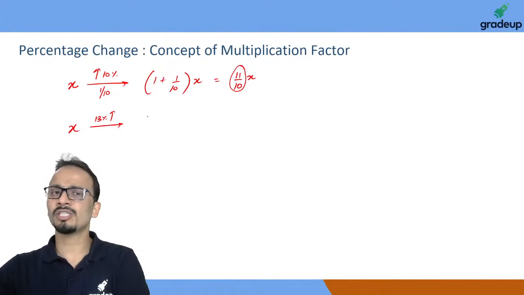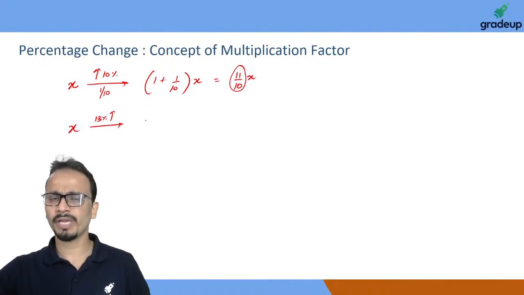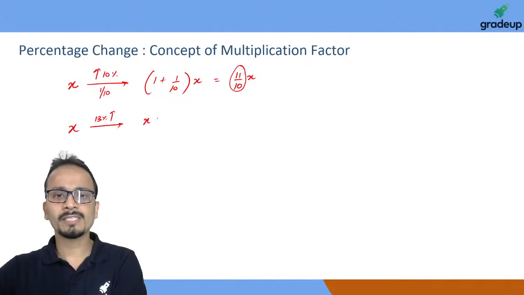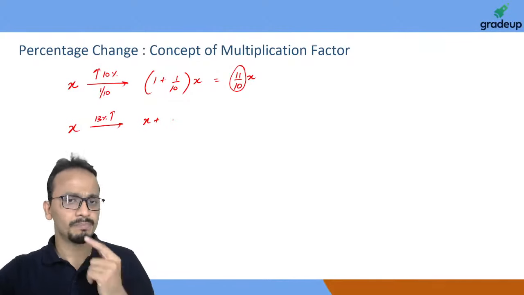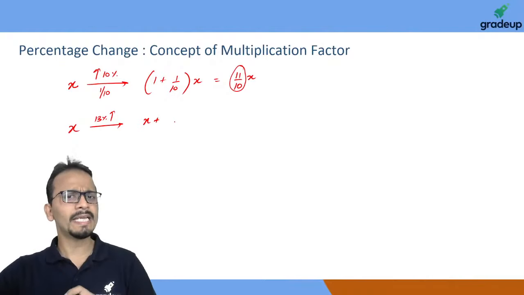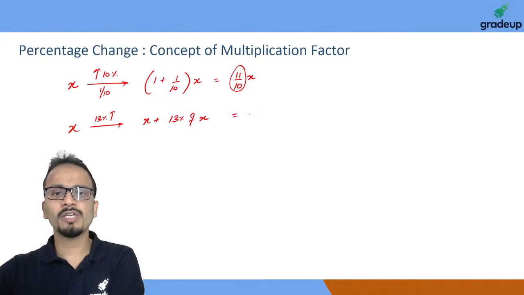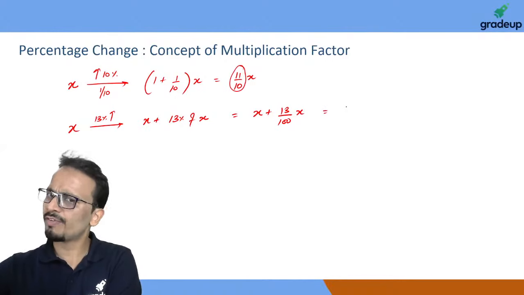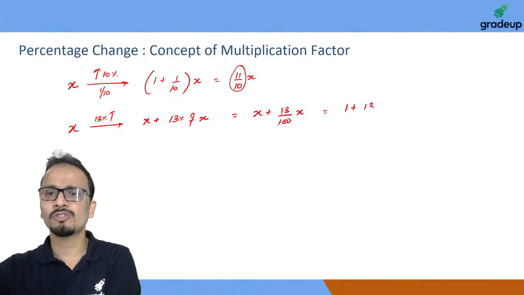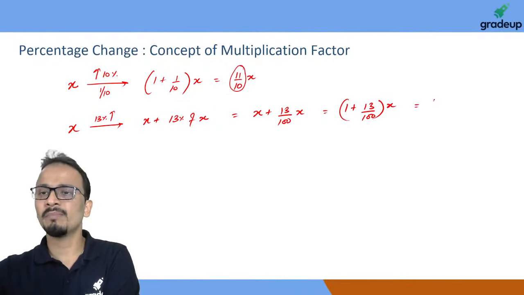Okay, now 13% doesn't have its fractional equivalent. So it will be x plus, I'll tell you each and every step. I want to increase x by 13%, so I'll write it as x plus 13% of x, which further can be written as x plus 13 upon 100 x. If I want to leave it in fractions, I'll write it as 1 plus 13 upon 100 times x, and that further can be written as 113 upon 100 x.